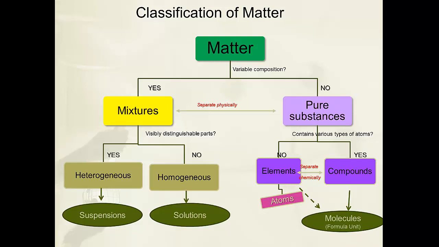Let's have a look at pure substances. Do they contain various types of atoms? If no, then it's an element. Okay, if yes, then it's a compound, if you've got different types of atoms in there. So for example, our sucrose that has carbon and hydrogen and oxygen is a compound. Alright, let's move along.